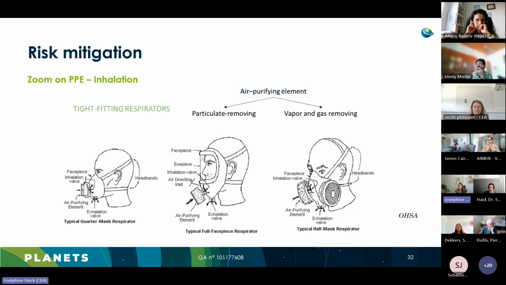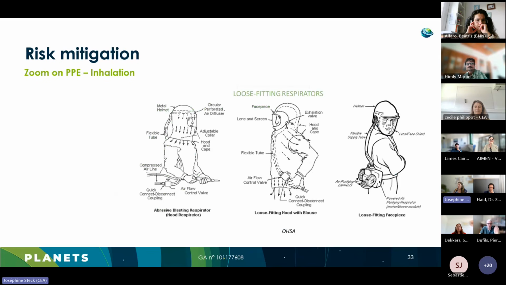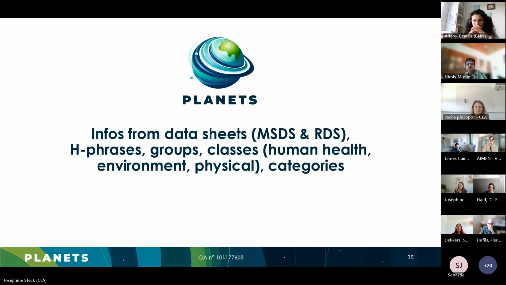And regarding inhalation, you have 2 types of respirator. First, the tight-fitting one, where your lungs do the job of inhaling and exhaling the air, but you have a kind of filter on the respiratory protection. And another one where you are assisted by kind of ventilators that will help provide fresh air.